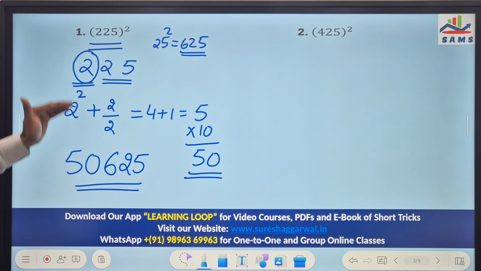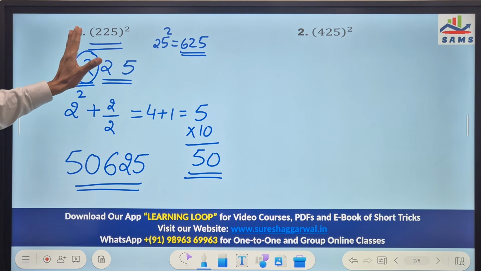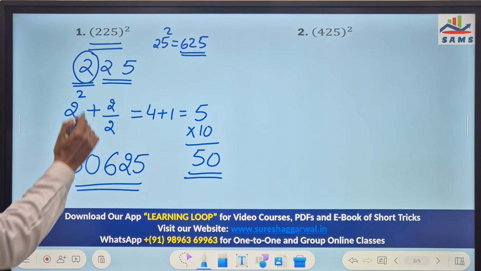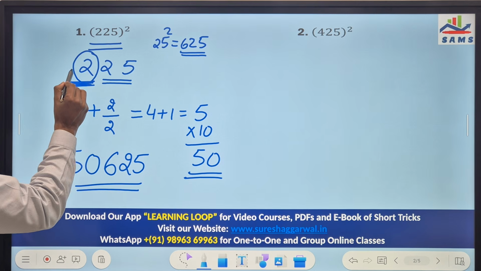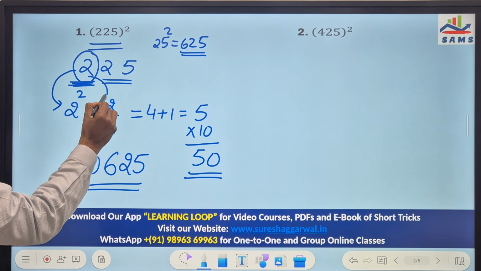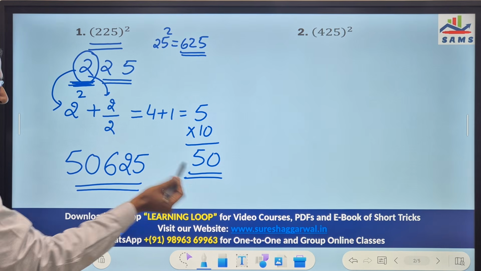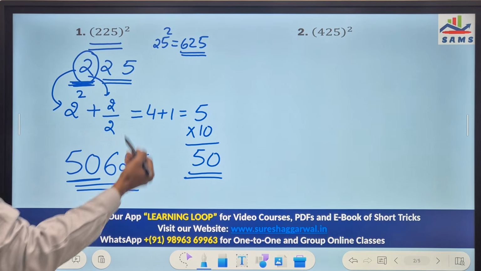Now you can pick up the calculators, check your answer. 50625, is it the square of 225? And you will be surprised that this is very accurate. So what do you do? Apart from the 25, whatever number is here, square that number, half that number, add the two and multiply the result by 10. This will give you the first part of your answer. The second part is 625.